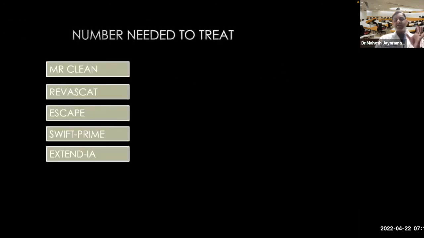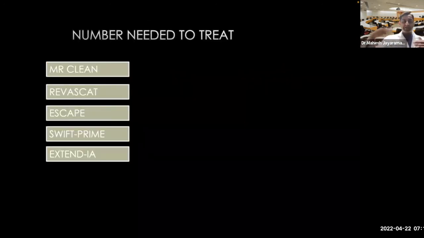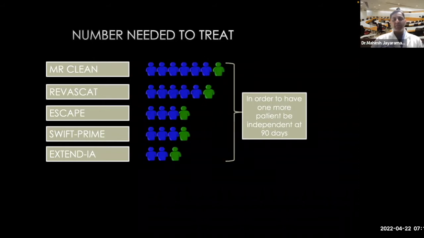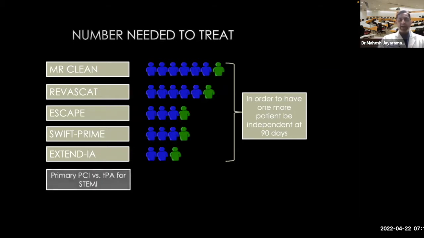The number needed to treat, right? So the higher the treatment effect, the lower the number needed to treat. The number needed to treat, to have one more patient be independent at 90 days, was as low as 3 and no higher than 7. That is dramatic, okay?